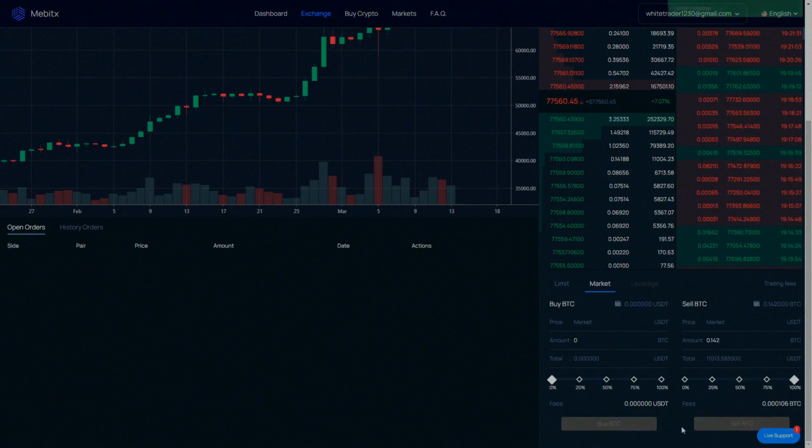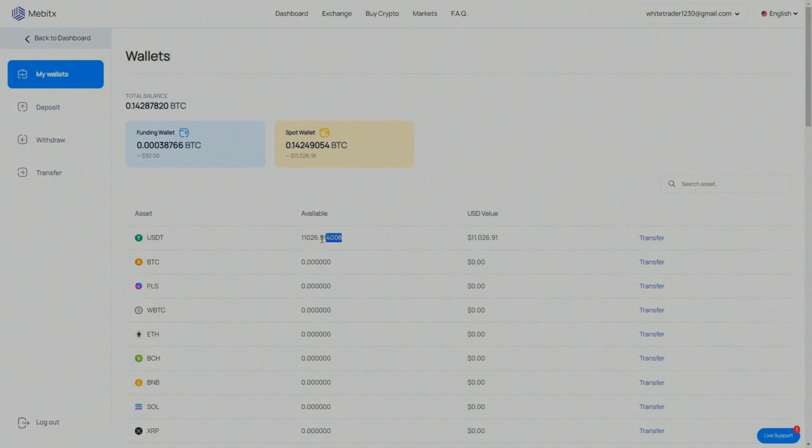Congratulations, we have successfully sold Bitcoins and received USDT. Now, we need to go to the wallets tab and check the balance of our spot wallet and make sure that USDT is credited to our balance.